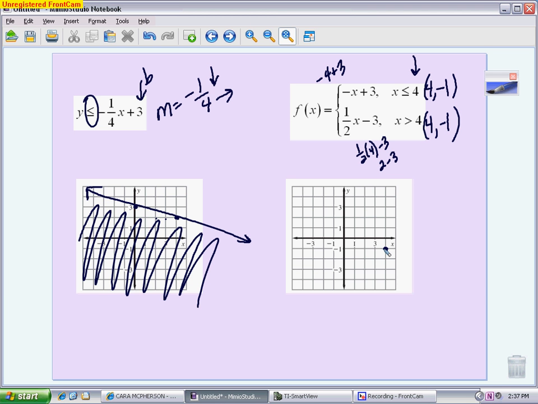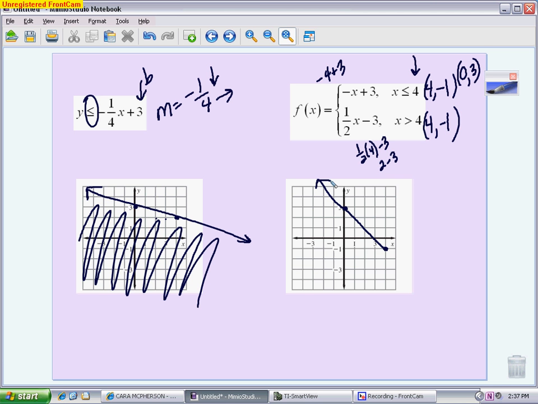Now to finish it, we have to know what the rays look like, the one heading left and the one heading right. So what you want to do is pick a number that is less than 4, any number that's less than 4. I'm going to pick 0. It's so easy to plug in. And then when I plug 0 in, I get 3. That gives me the ray that's heading to the left. So if I graph (0, 3), it's up here. That tells me that this ray looks like that.